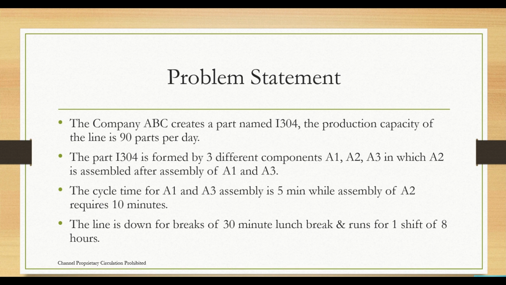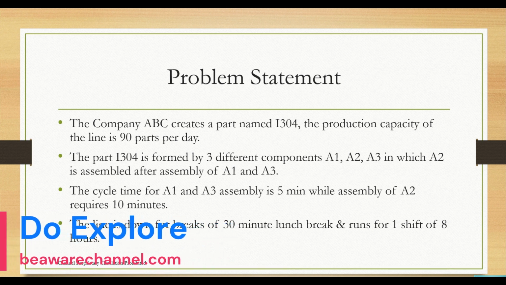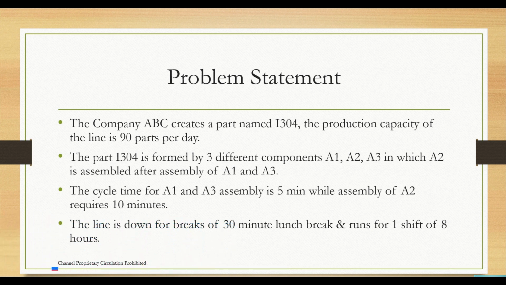So the part I304 is formed by three different components A1, A2, A3, in which A2 is assembled after the assembly of A1 and A3. That is, A1 and A3 form A2, and the cycle time for combining A1 and A3 is 5 minutes, while the assembly of A2 requires 10 minutes. The line is down for breaks of 30 minutes lunch break and runs for one shift of 8 hours per day. We are going to model it in our Flexsim background.